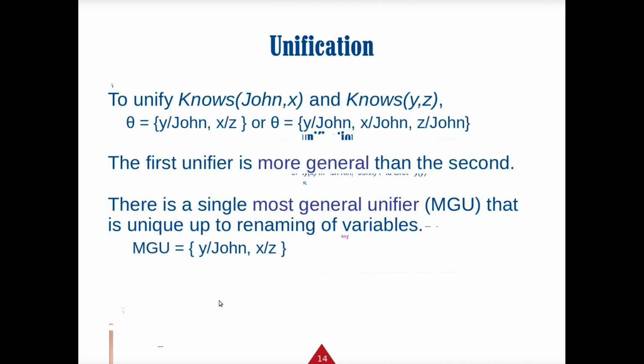And so to unify John knows x and John knows xy, we get the theta y of John, x of John, or z of John. The first unifier is more general than the second, but it covers all the cases. And so there's a case that the most general unifier is unique and renames all variables. So in this case, the most general unifier is this one. That basically ends up renaming the variables. So we have y is John, but we also know that x and z could also be linked as well.